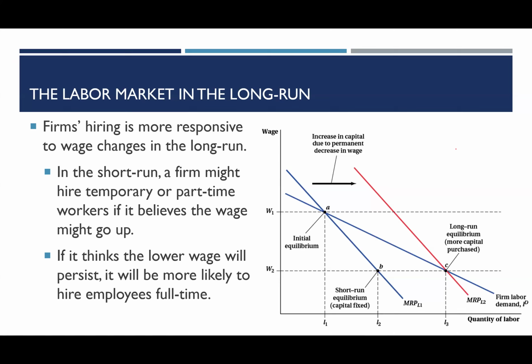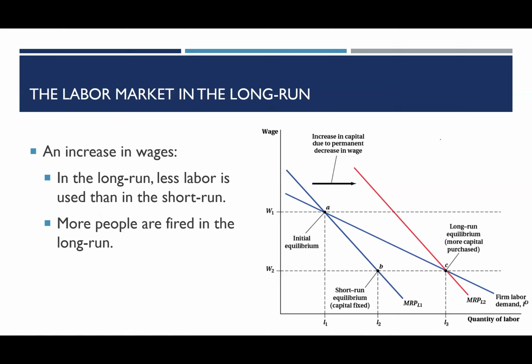Okay, and why might that be, right? Firms might hire temporary workers in the short run, believing the wage might go up again. But if they think the wage is going to persist, they're going to continue to bring on more full-term employees. Now we're going to look at an increase in wages. So we're going to go the other direction. So let's start at point C, right? At point C here.